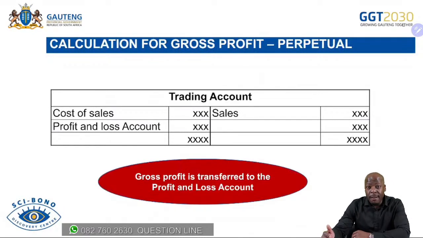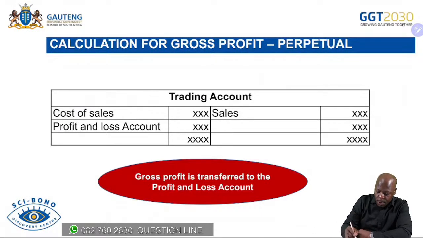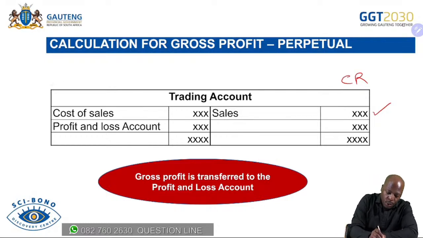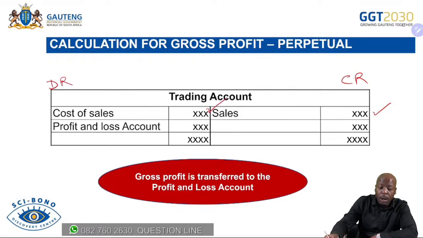Okay, so what you have there on your screen is a simple trading account. All right, on your trading account, on your credit side, you see we have our sales. On the credit side, we have our sales. And then on your debit side, you are going to have your cost of sales. We already know now how to calculate cost of sales. So you're going to have your cost of sales.